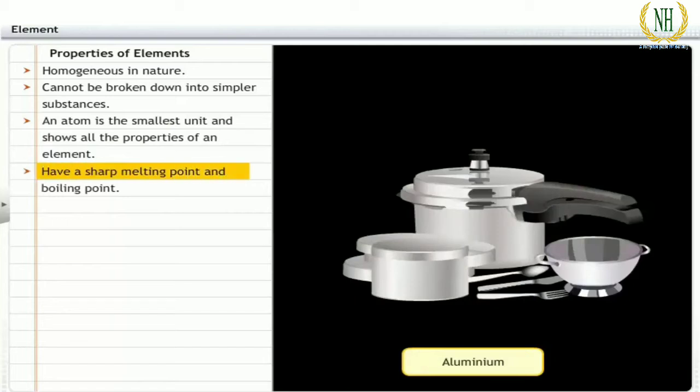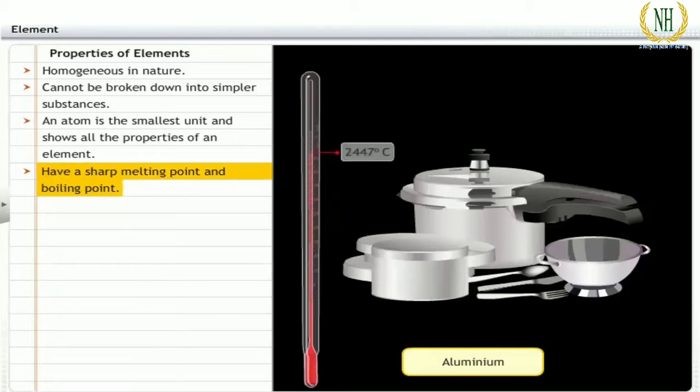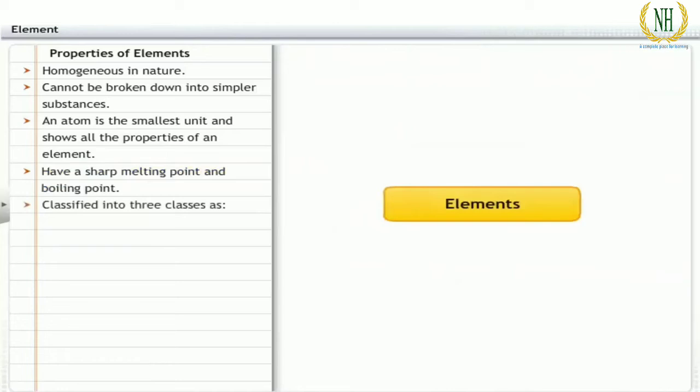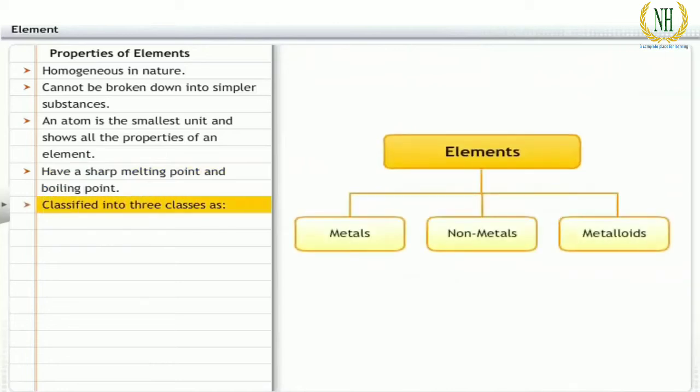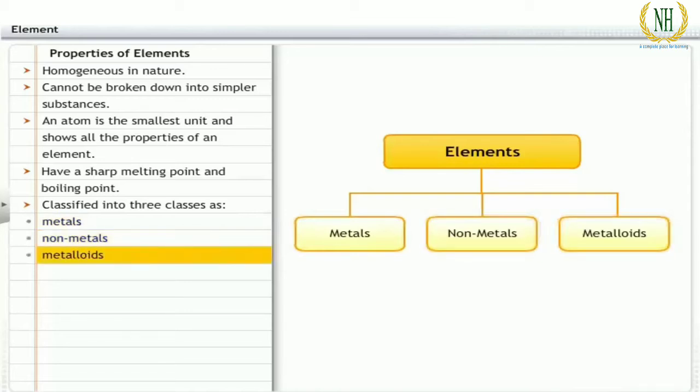Elements have sharp melting and boiling points. For example, aluminium has a boiling point of 2447 degrees centigrade. Elements can be classified into three classes: metals, non-metals, and metalloids.